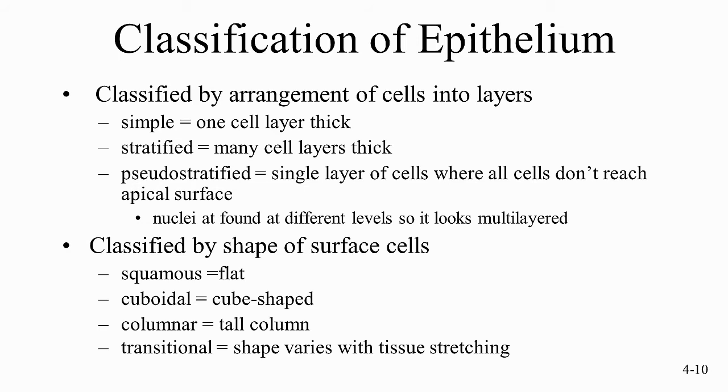The next way we're going to classify epithelium is by shape. The first shape is squamous, which means flat. So on edge, these cells are going to look flat. If we take a look at them from above, they're going to look kind of like a fried egg. The next shape is kind of cube-shaped, and so we're going to call that cuboidal. Our next shape is going to be taller than it is wide, so it looks like a column, and so we're going to call that columnar.